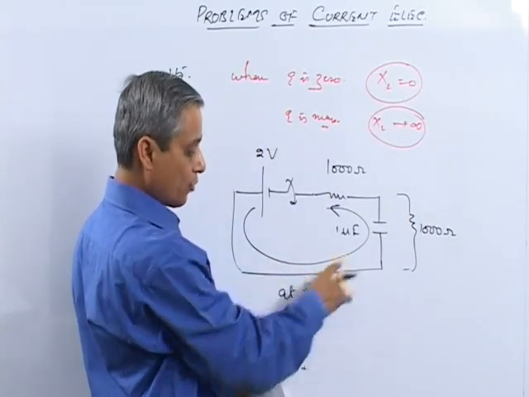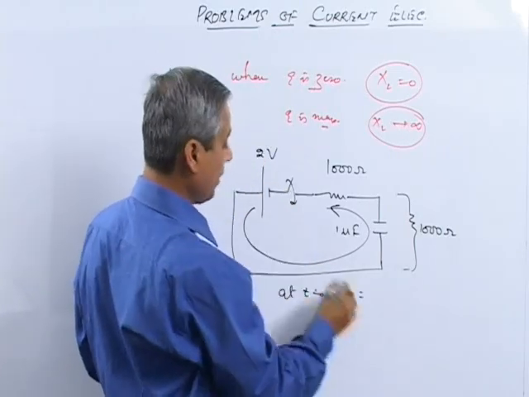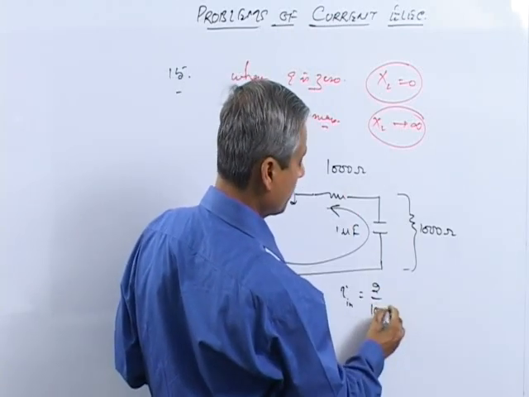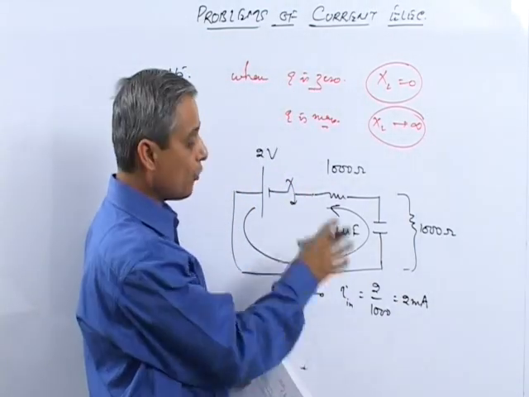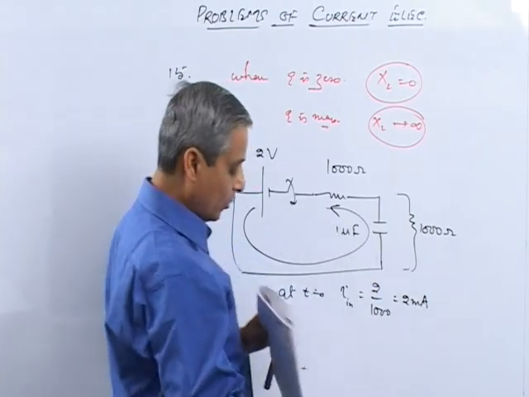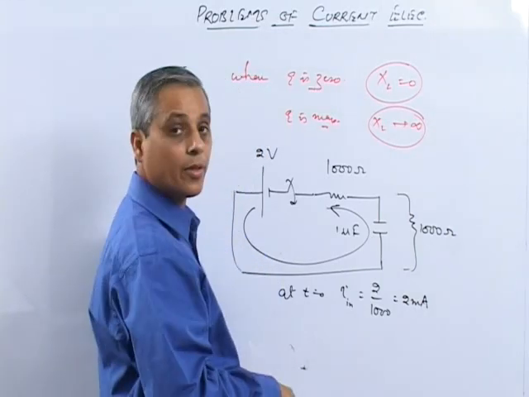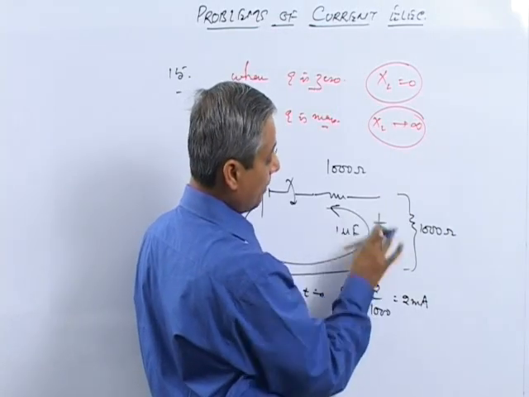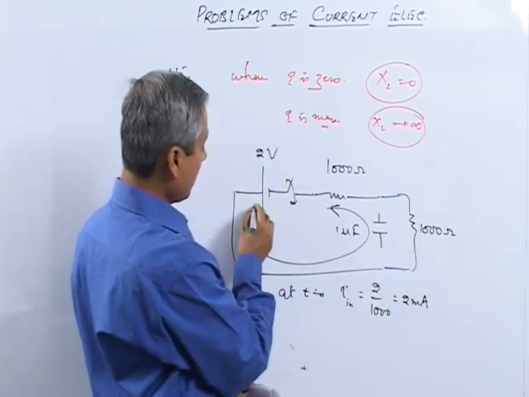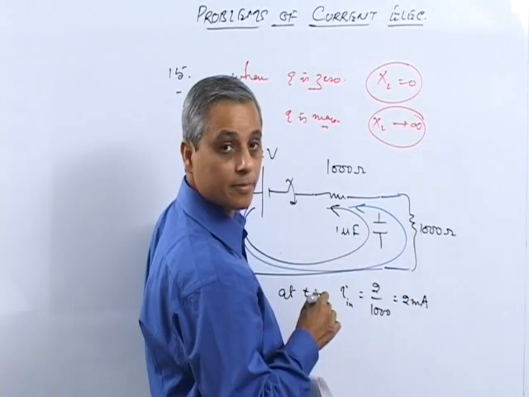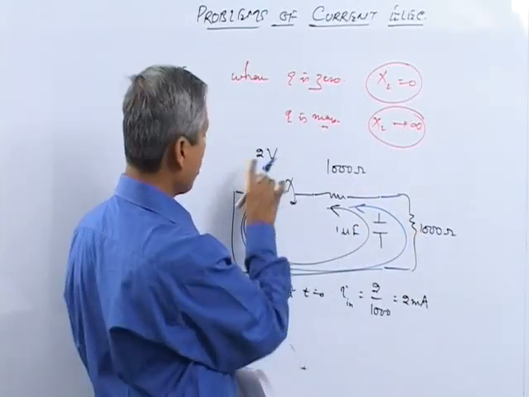So at t equal to 0, the current has initial value I equal to V by 1000 ohm, and that becomes 2 milliampere. But when you wait for a longer time, when this capacitor is fully charged, the capacitor starts behaving like an open circuit. Open circuit means the capacitor will not allow any current to pass through it, and then this resistance will come into the picture, and the current will start flowing through this path, and in that case the resistance in this path will become 2000 ohm across the 2 volt battery.